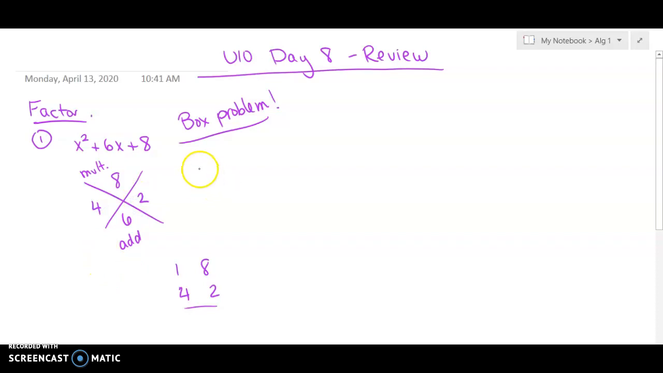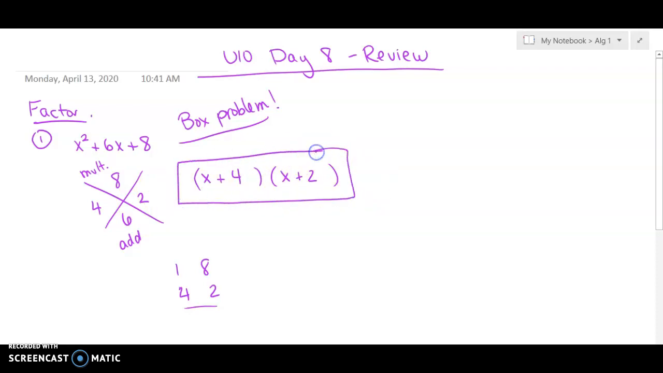Once you have those numbers, you're going to make two sets of parentheses. X goes in the front of both. Since it's a positive 4, you put plus 4. Positive 2, you put plus 2. And that's it. There's no equal sign, so we are not doing anything further. We just leave it like that, and we are done.